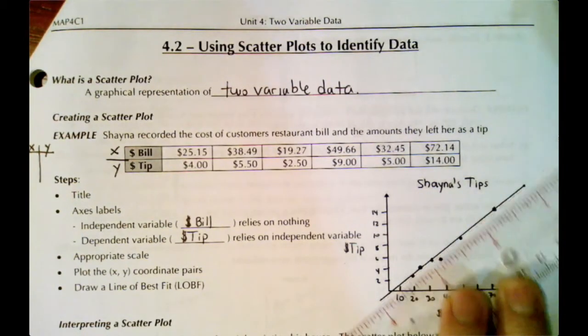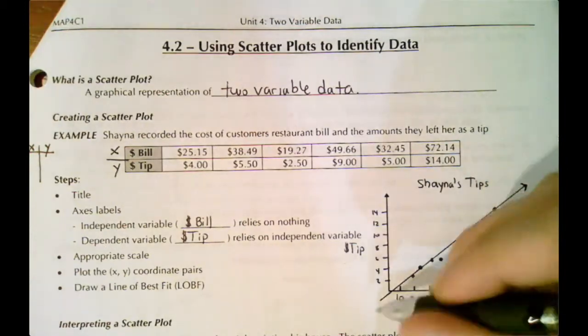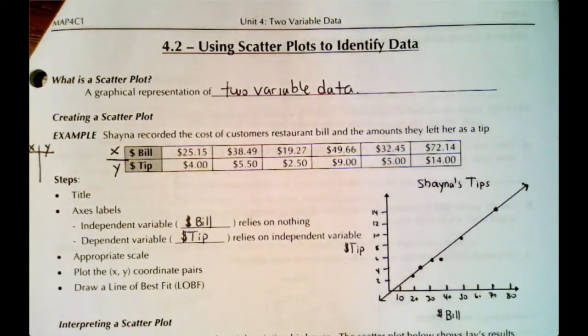Our line does not have to go through the origin. It does not have to go through 0, 0. It just has to go through the points. I drew my line a little high. What are you going to do? That's pretty good. Pretty good line of best fit. That's how we make a scatter plot. We are going to make scatter plots by hand. We are also going to make scatter plots on Google Sheets, and we're going to do both in our assignment.